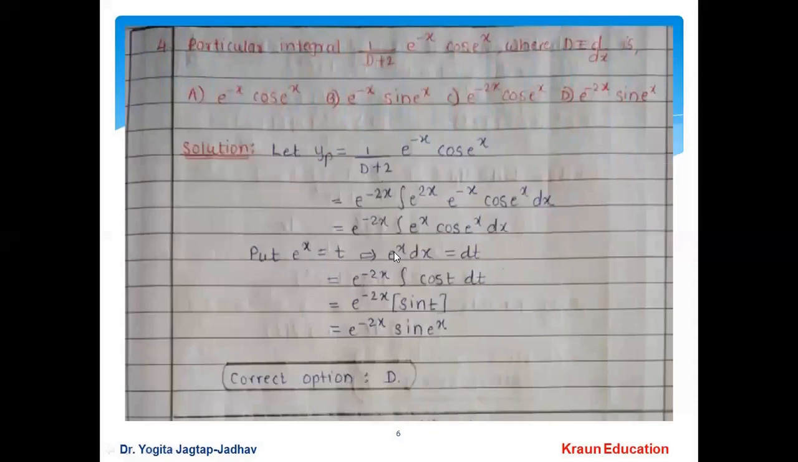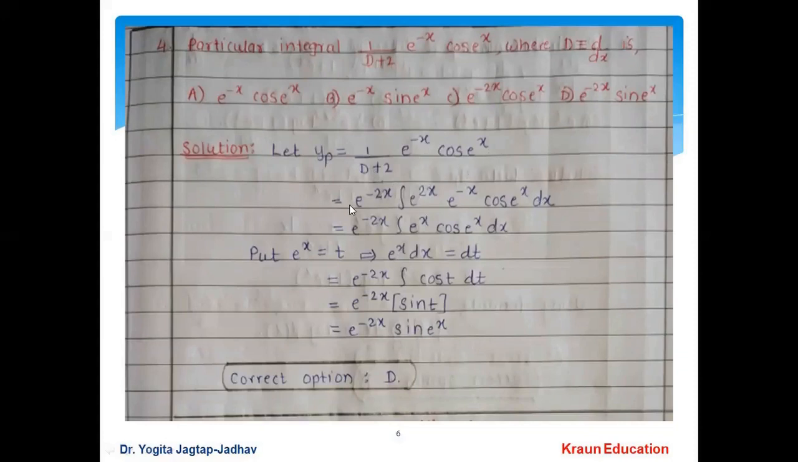Now see example number 4. To find a particular integral of 1 upon D plus 2 operating on e raised to minus x cos of e raised to x. These 4 options are provided. Again, by definition of particular integral, we can write it as yp is equal to 1 upon D plus 2 e raised to minus x cos of e raised to x.